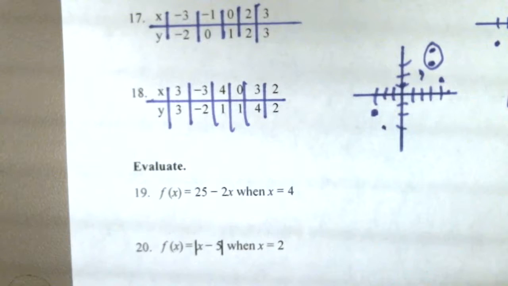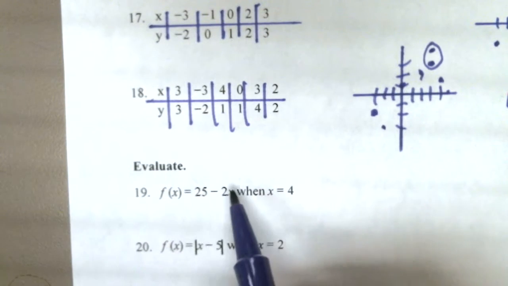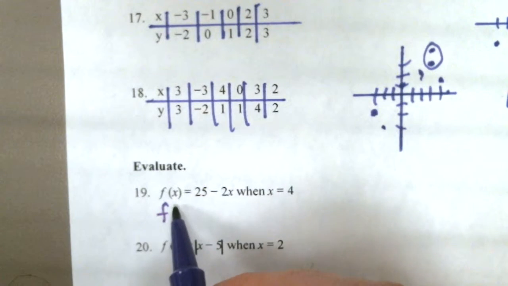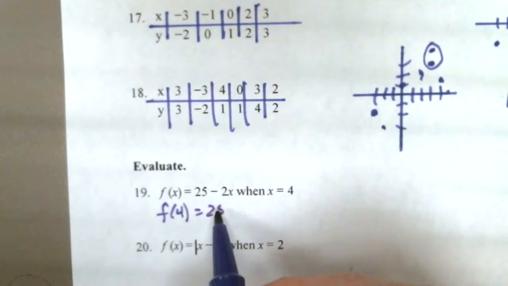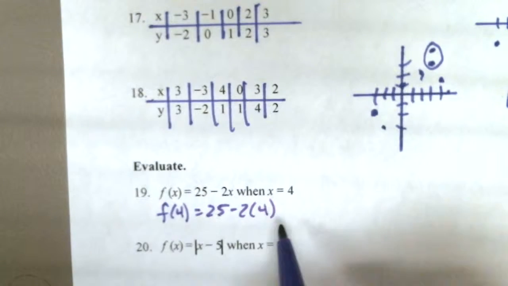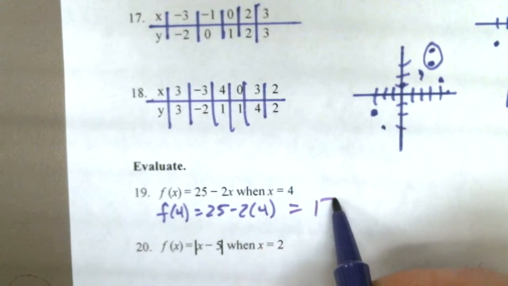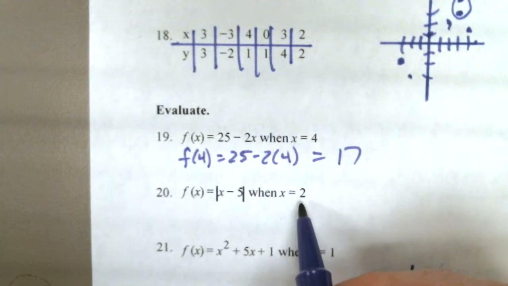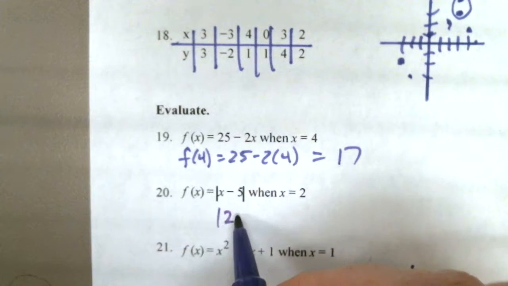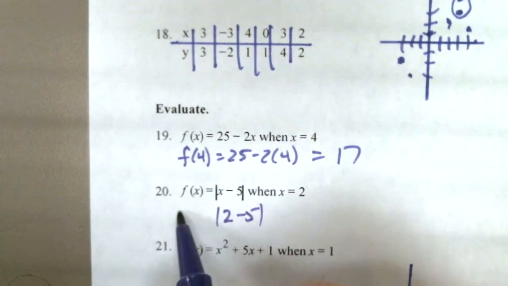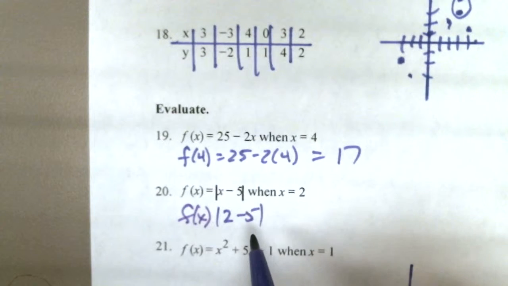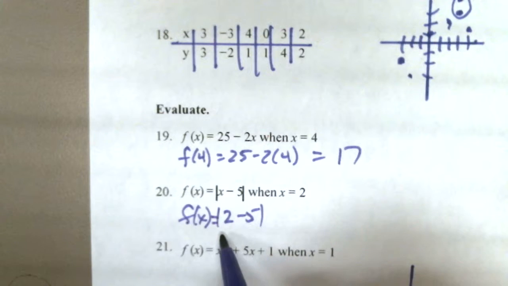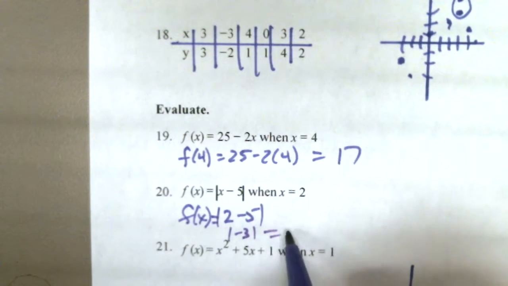Question number 19. We are to find out what this value is when we plug in x equals 4. If I plug in, I get 25 minus 2 times 4. 25 minus 8 is, of course, 17. Let's do number 20. We're plugging in 2 in for x. I get the absolute value of 2 minus 5. And I get the absolute value of -3 is 3.